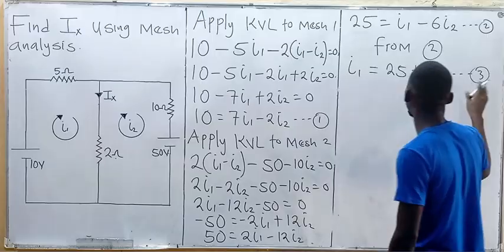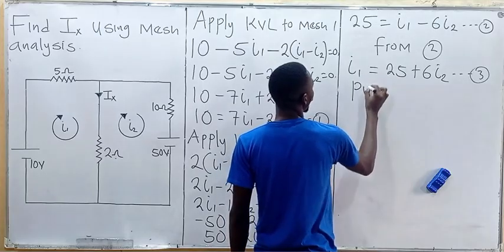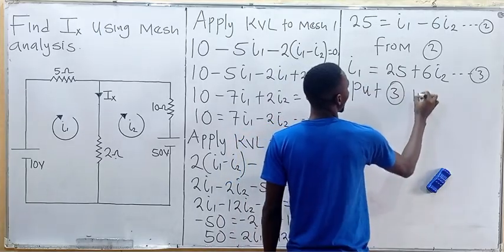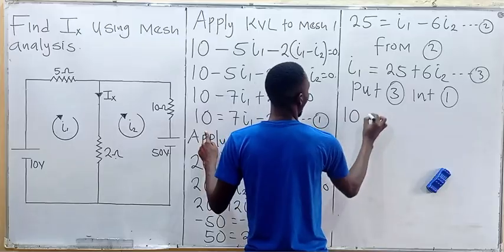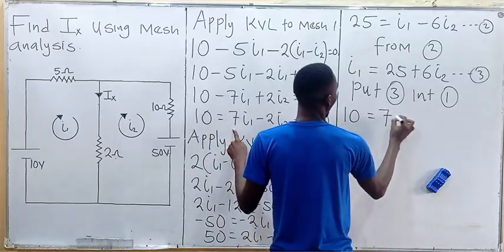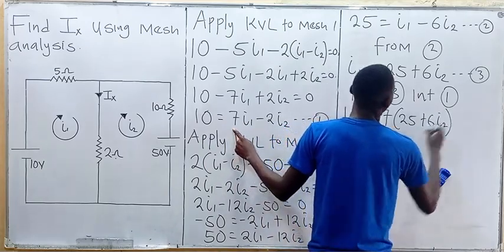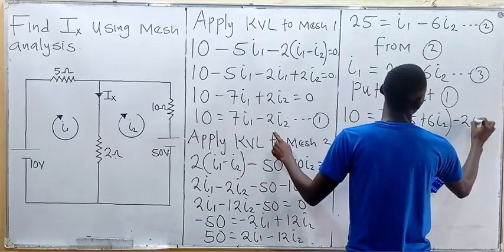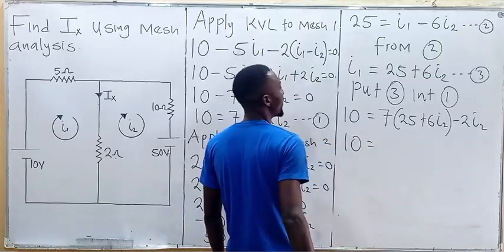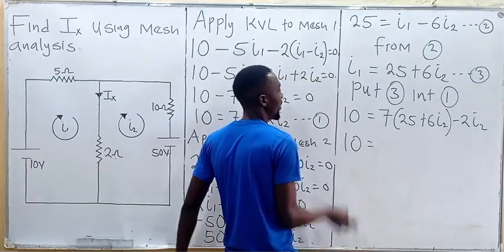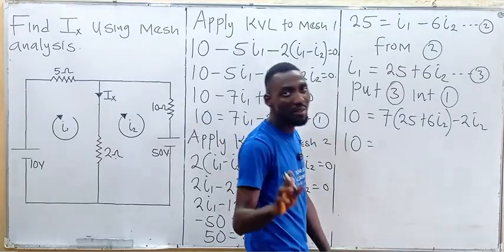So we are going to put 3 in what? In 1. So put equation number 3 into 1. All right, so 1 is 10 equals to what? 7 I1, I1 is 25 plus 6I2, then minus what? Minus 2I2. All right, so 10 will be equals to 7 times 25.